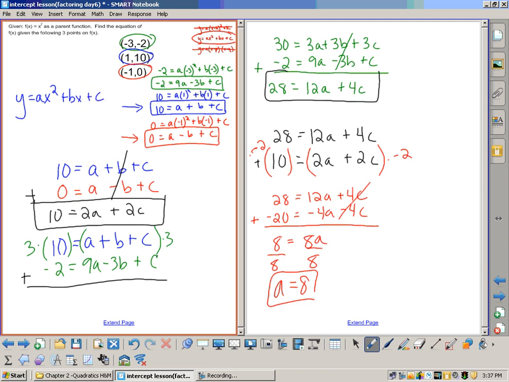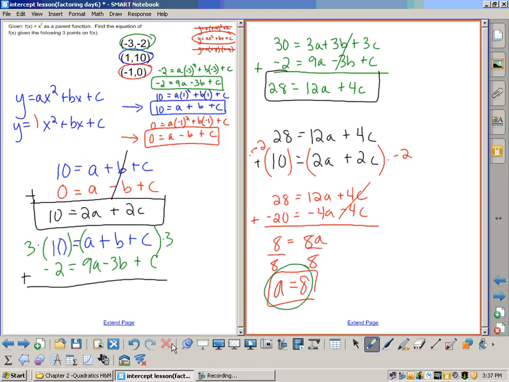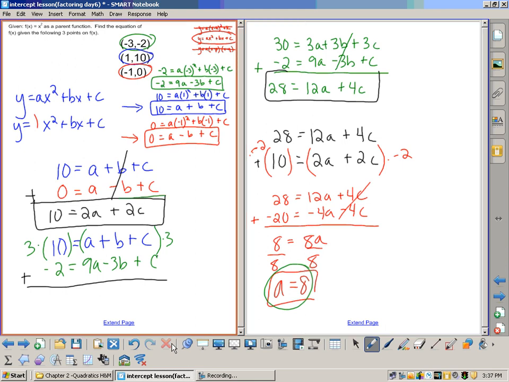So what I just found was a equals 1. I still need to find my b and my c. But now that I have one of the variables, I could take this variable that I found and plug it into one of these more simplified equations where we already eliminated a variable.